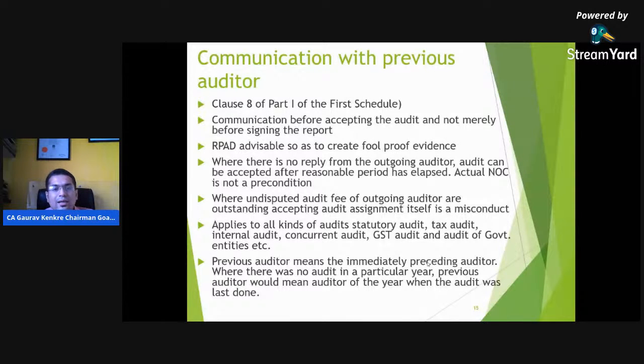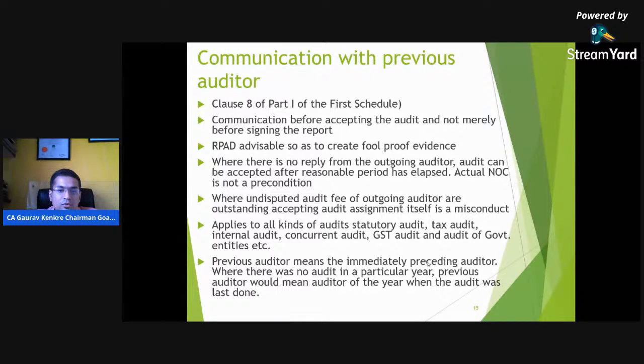This applies to all kinds of audits: company audits, tax audits, internal audits, LLP audits, concurrent audits, GST audits, and audit of government entities. So there is no leeway given as far as the nature of audits are concerned. This communication with the earlier auditor applies for all kinds of audits.